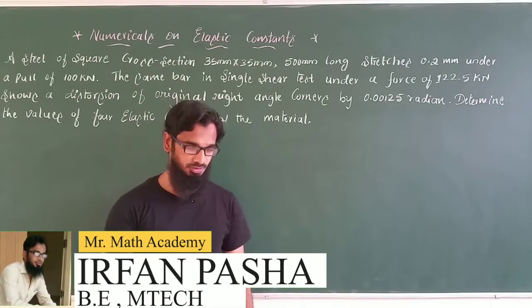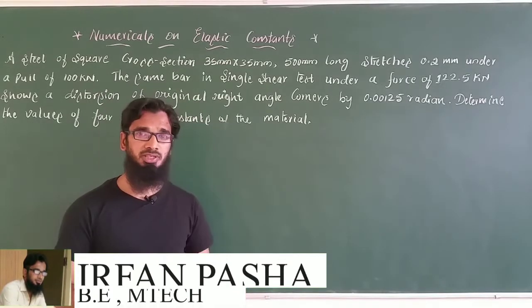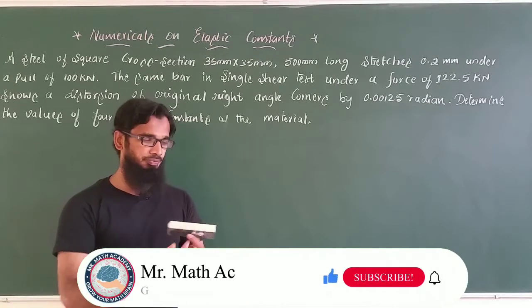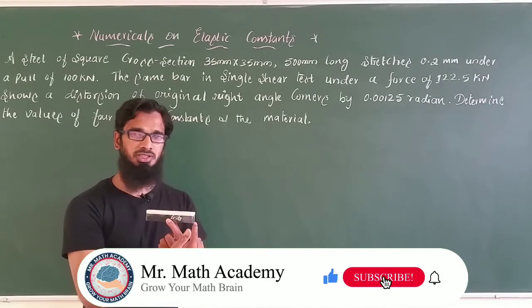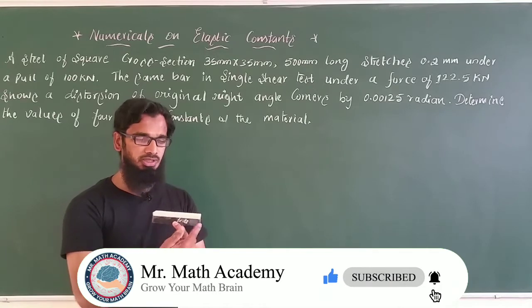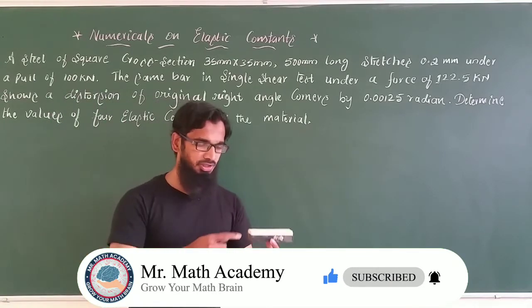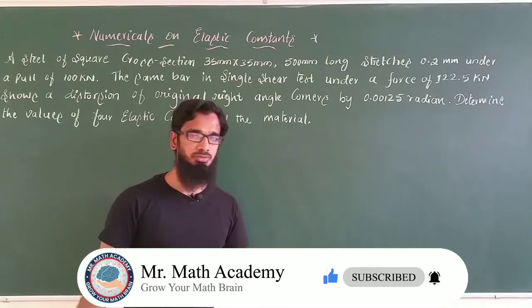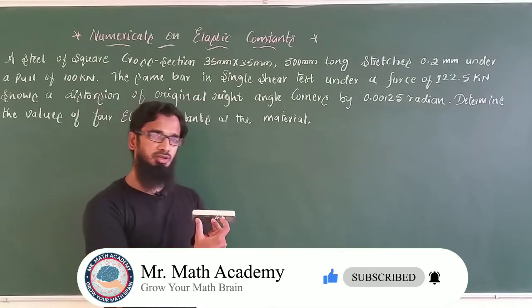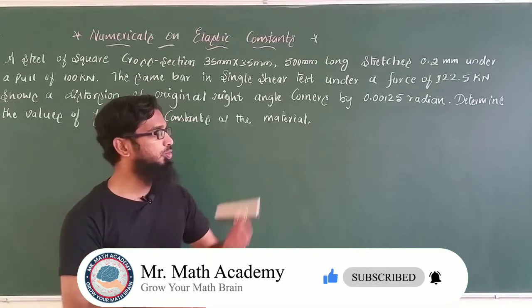Hello friends, welcome back to Mr. Math Academy. In this video we solve a numerical on a rectangular plate. The width is 35, the thickness is 35, and the length of the member is given as 500 mm. If you apply an axial pull on this member, the length of the member will increase by 0.2 mm.